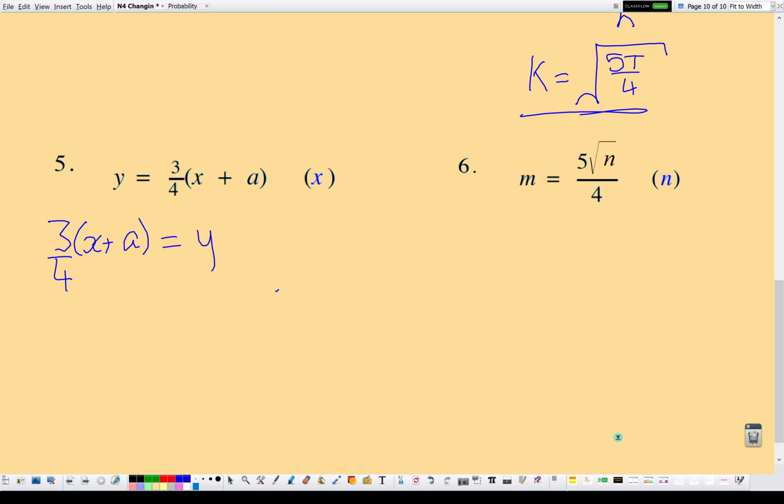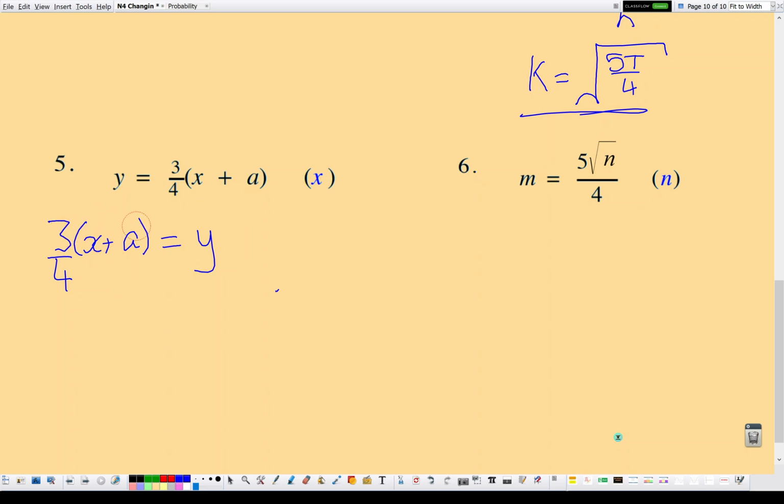Equals y. Right, now we're going to get rid of the fraction by multiplying both sides by 4. Now, I said that this was one term if there was no add or subtract. It gets slightly complicated here because it is a fraction times a bracket.